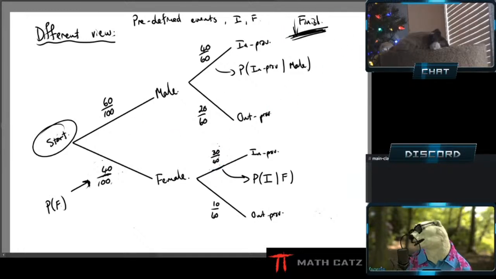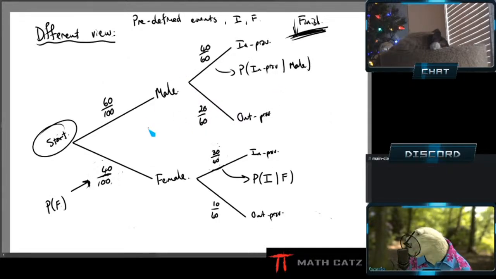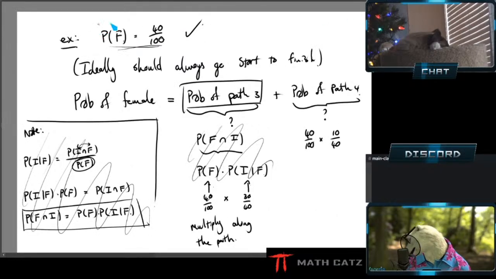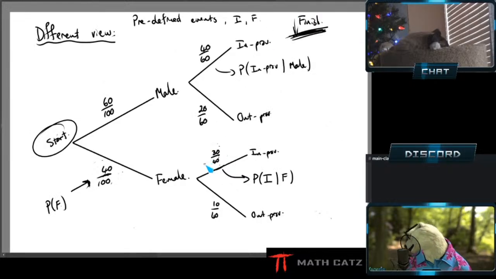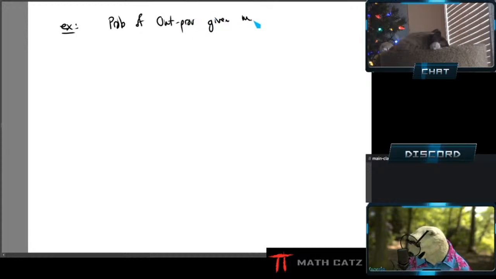So simplest case, I made it much bigger here to get to this probability of a path, which I could have done later in hindsight. Easiest case is if they're asking for a probability that is already on the tree, like this one. If they're asking me the probability of selecting a female, I already have it. I can just extract that. Alternatively, if they ask me, what is the probability of out of province given it's a male.